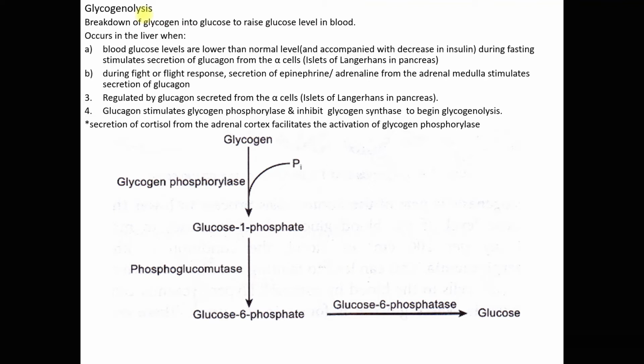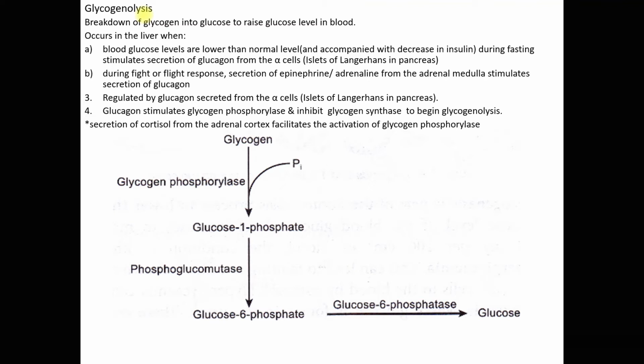So apparently, the presence of glucagon, it was being secreted by the alpha cells in the islets of Langerhans. So this glucagon will travel to the liver via the bloodstream. Once this glucagon diffuses into the liver, what happens? This glucagon will stimulate glycogen phosphorylase, and this glucagon also inhibits glycogen synthase, and this will begin glycogenolysis.